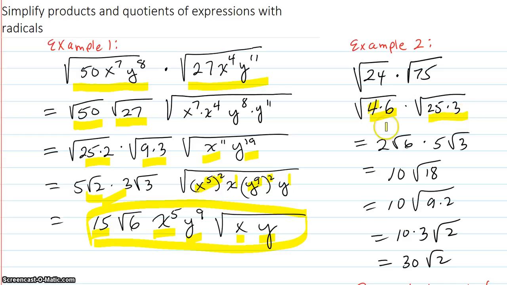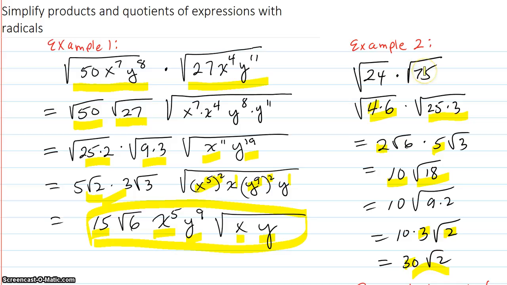Similarly, square root of 4 is 2. Square root of 6 stays in there. Square root of 25 is 5. Square root of 3 stays in there. Then you multiply these together and you get 10 square root of 18. Then you realize that 18 can be simplified as 9 times 2. The biggest square inside 18 is 3 squared, which is 9, and square root of 9 is 3. The 2 stays in. 10 times 3 is 30. 30 square root of 2.